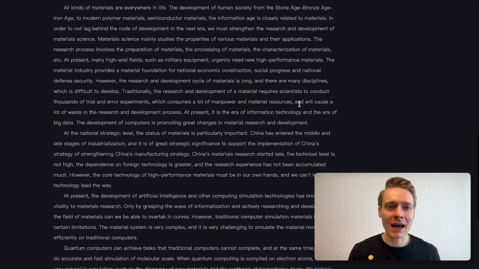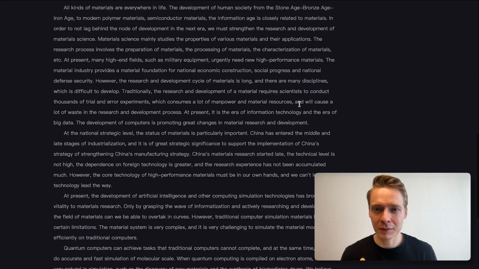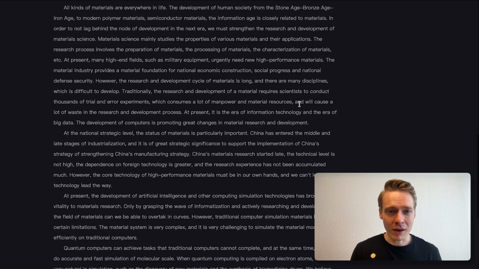At present, many high-end fields such as military equipment urgently need new high-performance materials. The material industry provides a material foundation for national economic construction, social progress, and national defense security. However, the research and development cycle of materials is long, and there are many disciplines, which makes it difficult to develop. Traditionally, the research and development of a material requires scientists to conduct thousands of trial and error experiments, which consumes a lot of manpower and material resources and will cause a lot of waste in the research and development process.